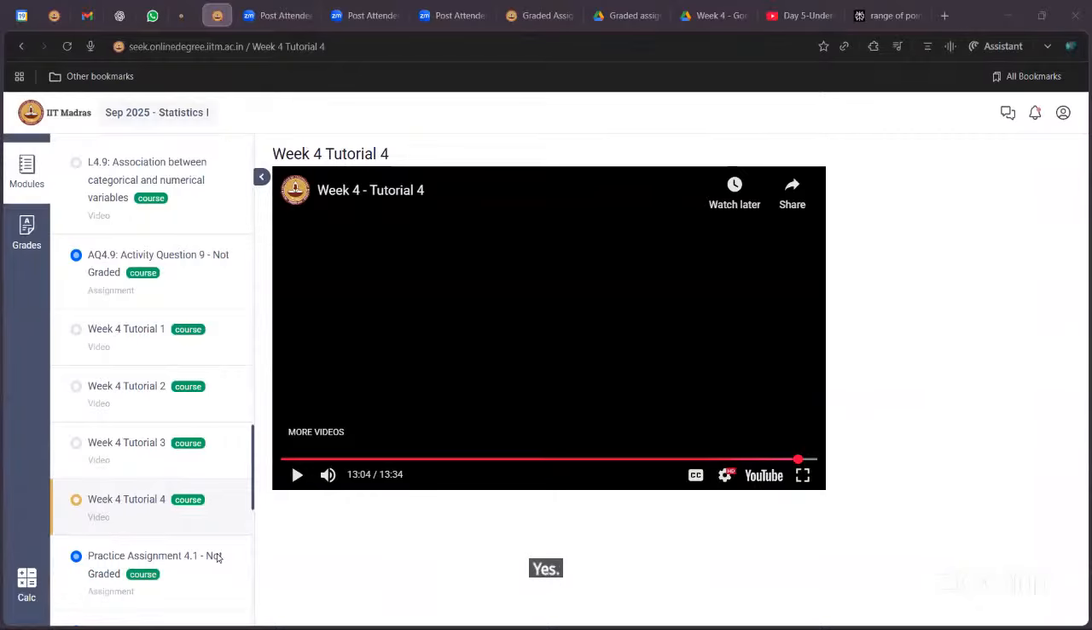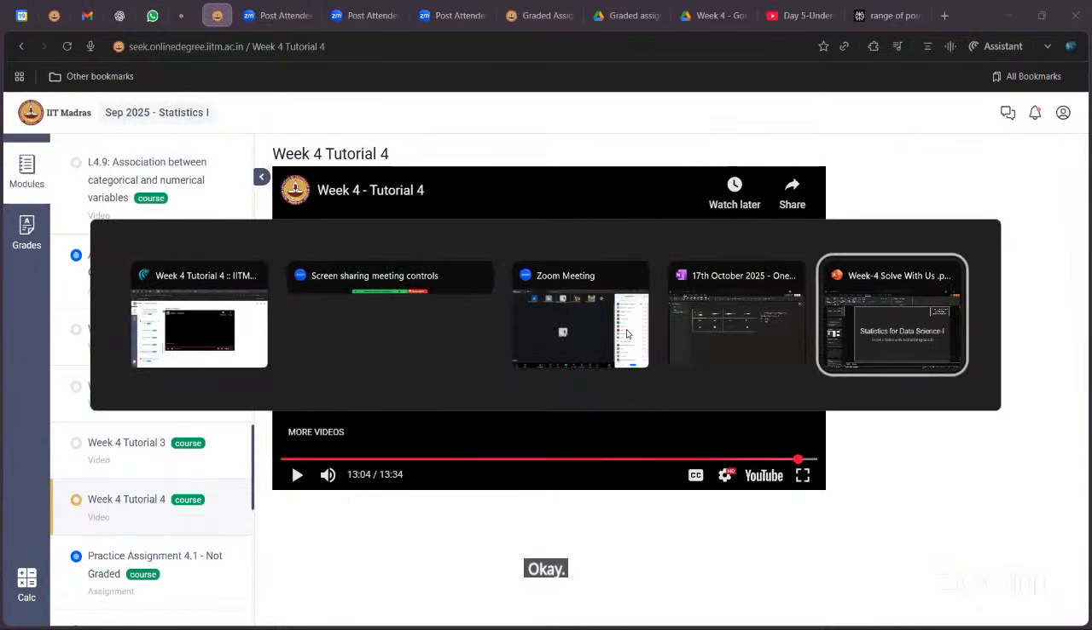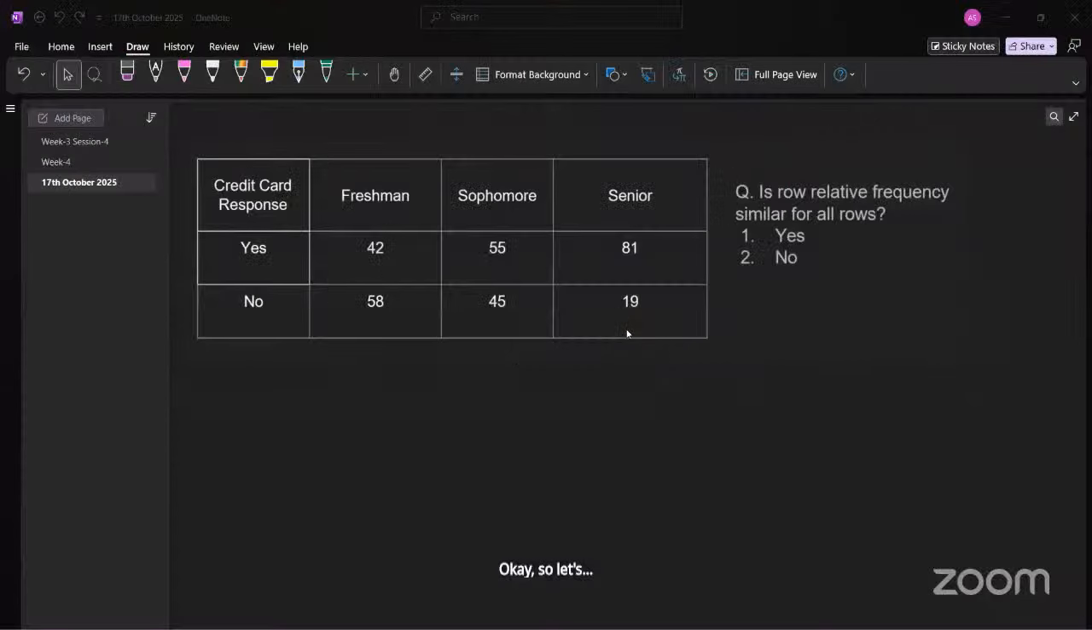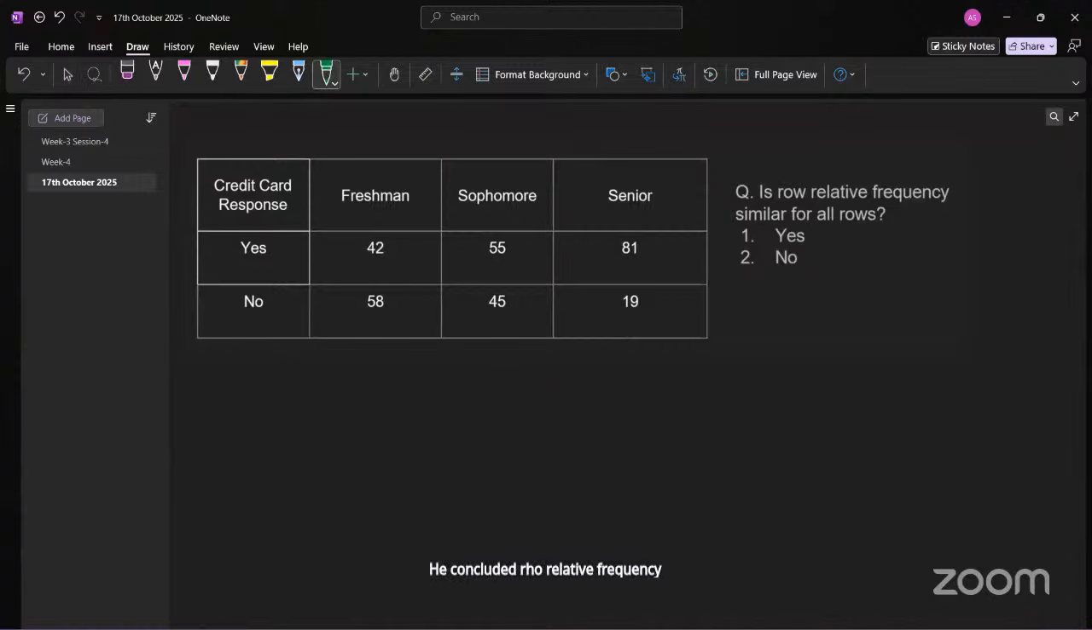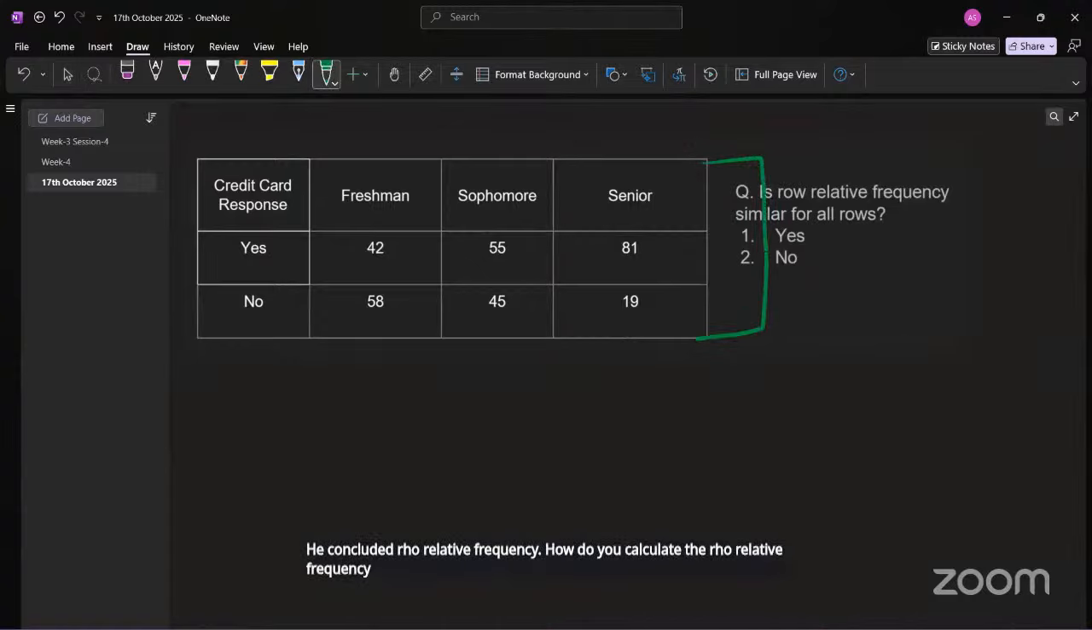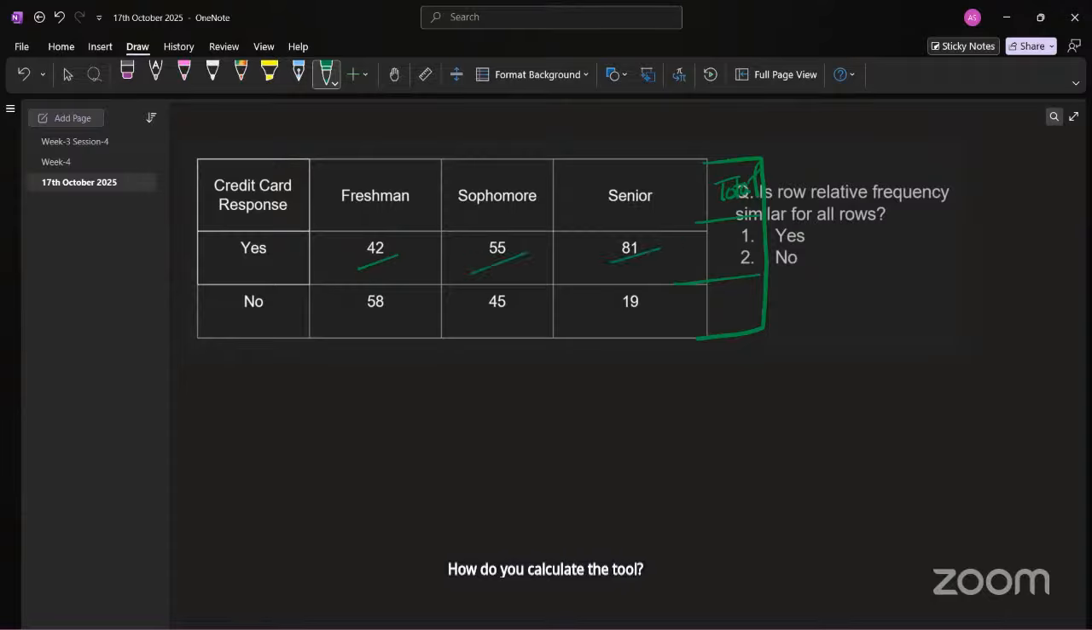Okay, so let's solve this. What were you guys asking? You calculated row relative frequency. How do you calculate the row relative frequency? First, you calculate the total. How do you calculate the total? 42, 55, 81. What is it?